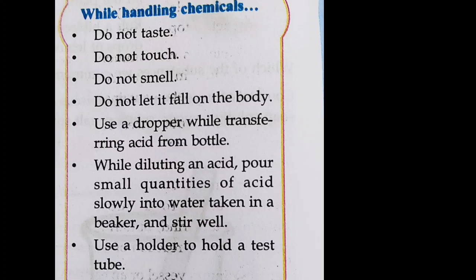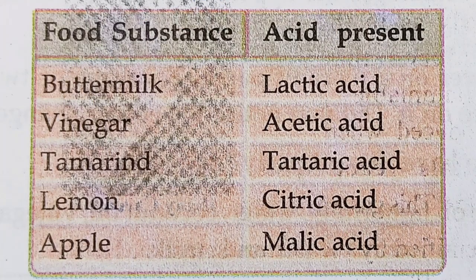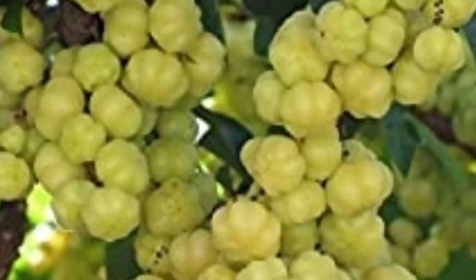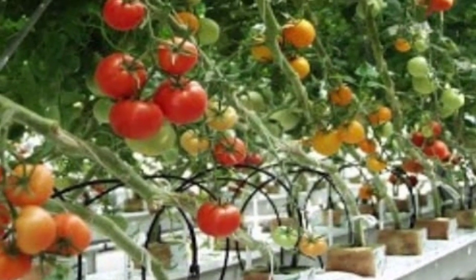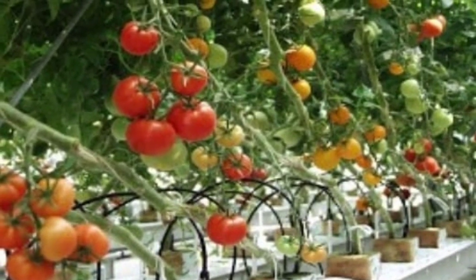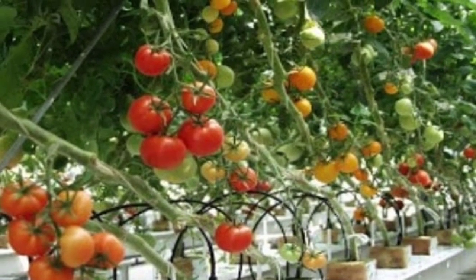Now let us look at some of the acids contained in certain food substances of daily use. Buttermilk, lactic acid; vinegar, acetic acid; tamarind, tartaric acid; lemon, citric acid; apple, malic acid; gooseberry, ascorbic acid; and tomato, oxalic acid. All these are different types of weak acids.